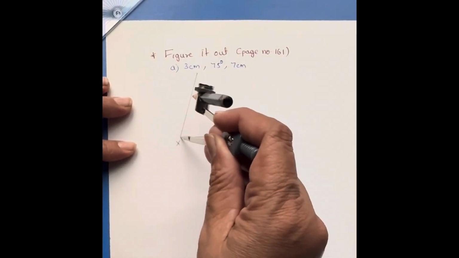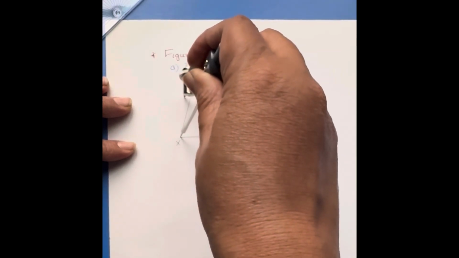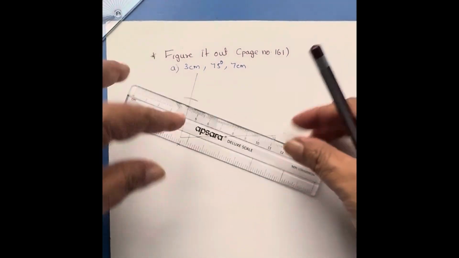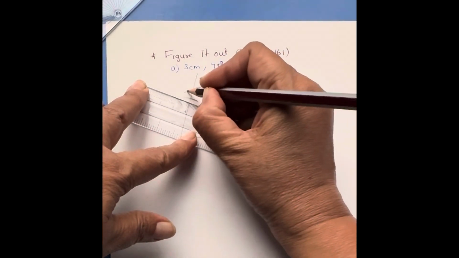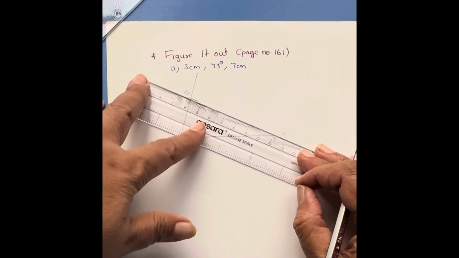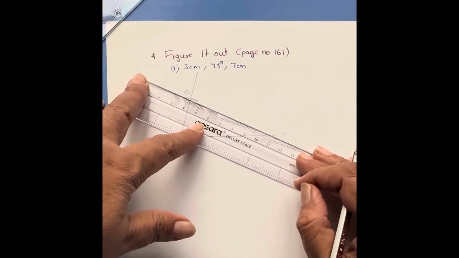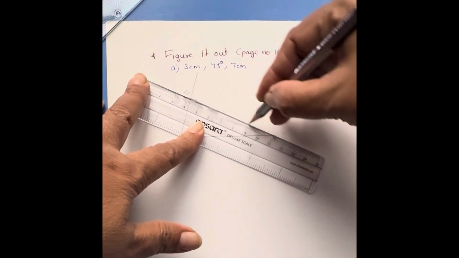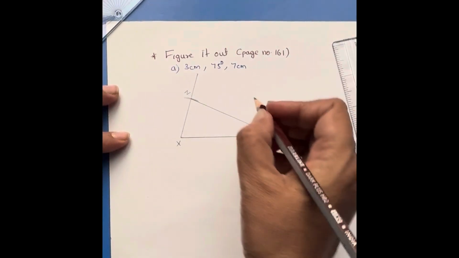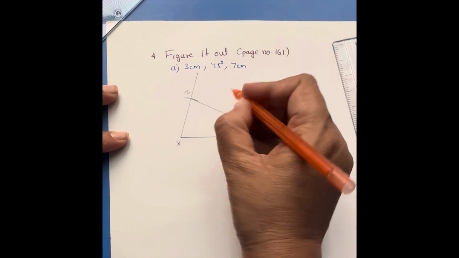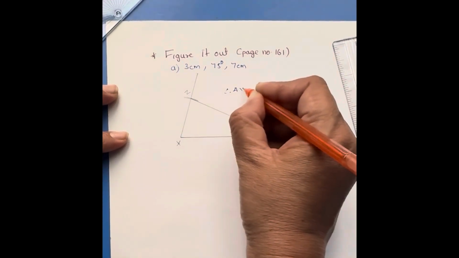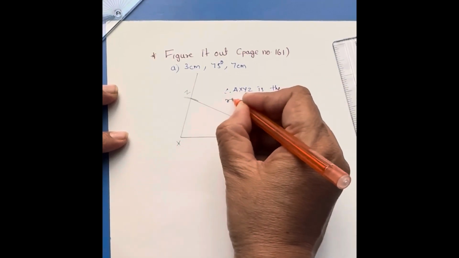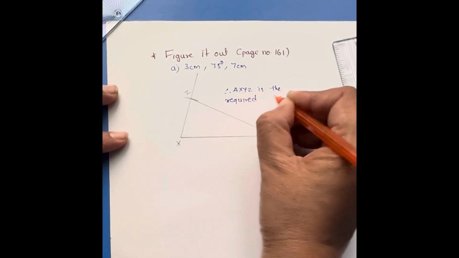compass. We take the point X and we cut an arc here of 3 centimeter. Then we can name this point as Z, and we join these 2 points Y and Z. So then we can write down that triangle XYZ is the required triangle.